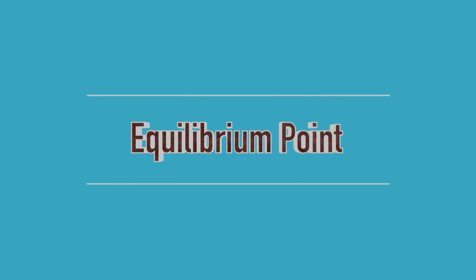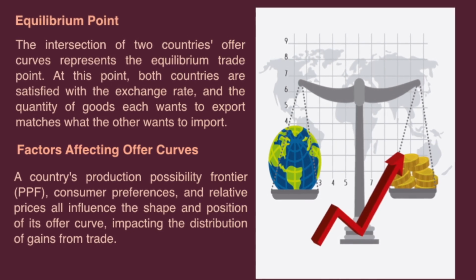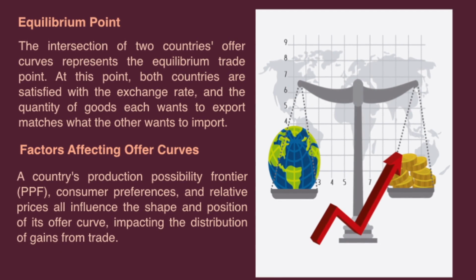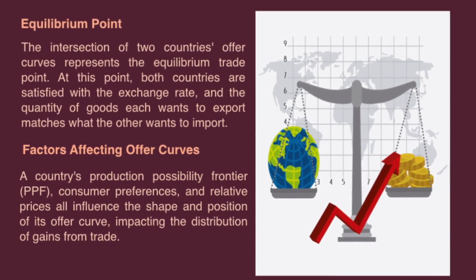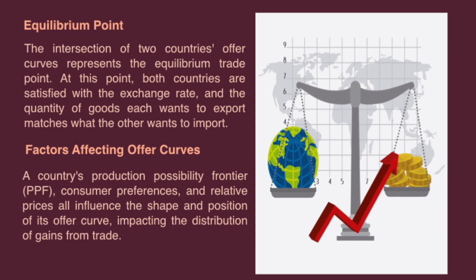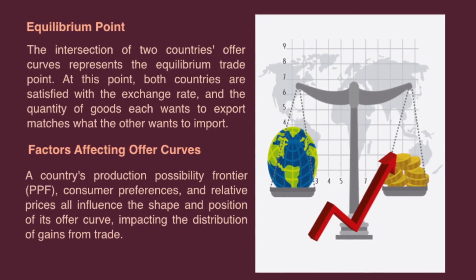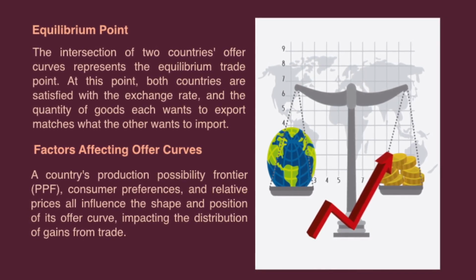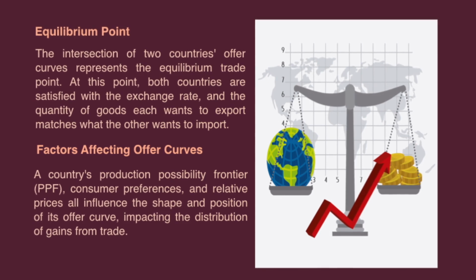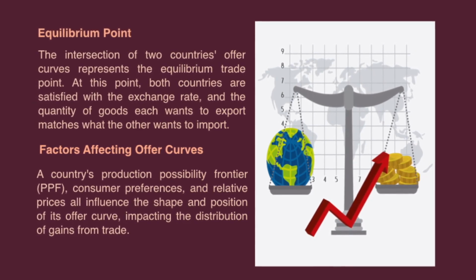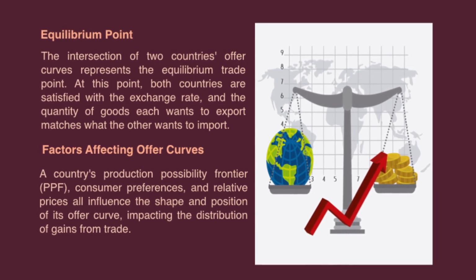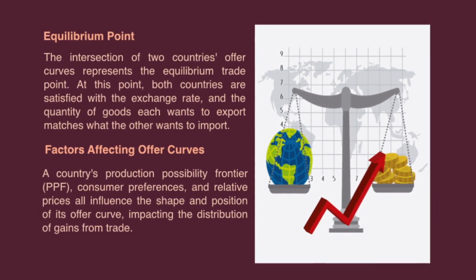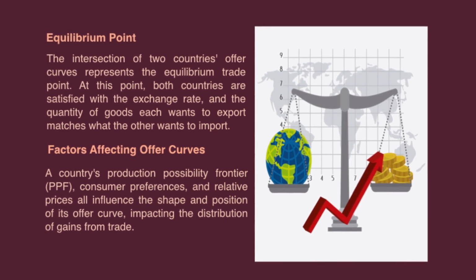Now what is the equilibrium point? What happens when two countries' offer curves are plotted on the same graph? The intersection point, that means the point at which the offer curves of the two countries intersect, represents the equilibrium trade point where the quantity of good each country wants to export matches the quantity the other country wants to import at a mutually agreeable price ratio. That is basically the terms of trade. That means the point at which the offer curves of two countries intersect is known as the equilibrium point of the offer curve.